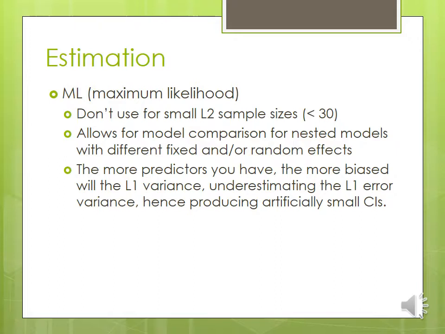So I want to talk about two estimation algorithms, and those are for continuous outcomes. We'll talk about others when we move on to non-continuous outcomes. What used to be the standard was maximum likelihood estimation, and it is exactly what it sounds like. We're looking for the answer that has the maximum likelihood, the most likely solution for the model given the data. You shouldn't use this if you have small level 2 sample sizes, so fewer than 30. It allows for model comparison for nested models. I will talk about those later with different fixed and/or random effects. And the more predictors you have, the more biased the level 1 variance is. It underestimates the level 1 error variance, and therefore it's producing artificially small confidence intervals. I will move on to the next slide because maximum likelihood estimation is still used a lot, but I wouldn't necessarily recommend it.